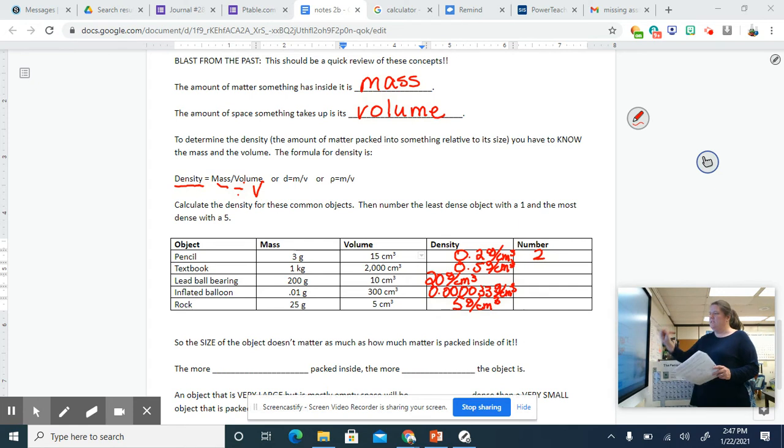Okay, now let's put them in order. So our inflated balloon is going to be our least dense. Then we have our pencil. Then we have our textbook. And then we have a rock. And then, not surprising, lead is very dense. So we have our lead ball bearing as our most dense item in our list. Okay, go ahead and pause if you need a moment to finish that up. Make sure you did the math along with me. I'm going to clear and move up the board.